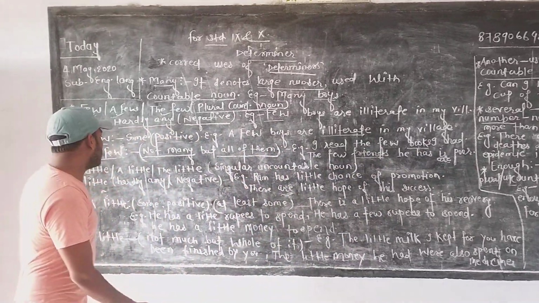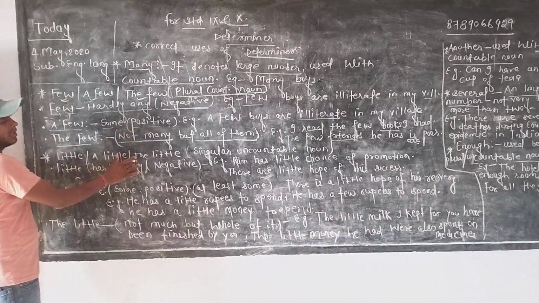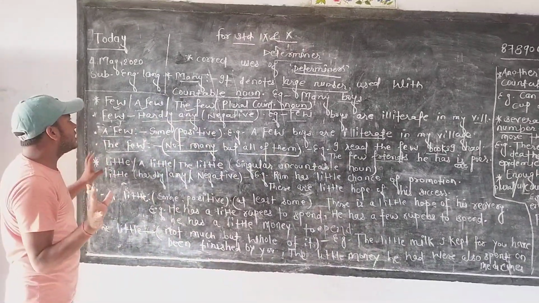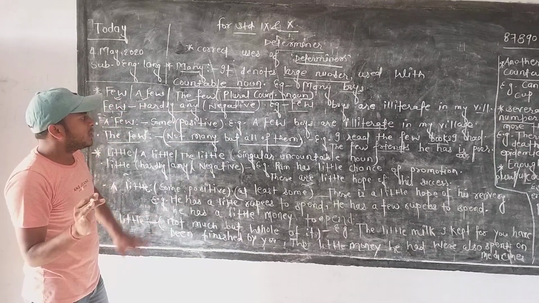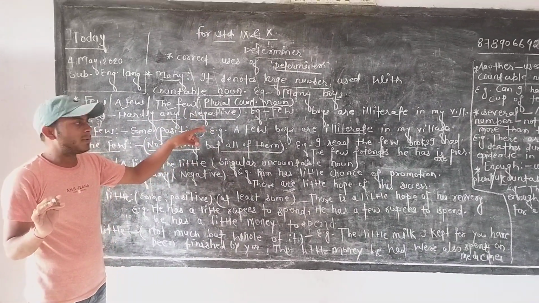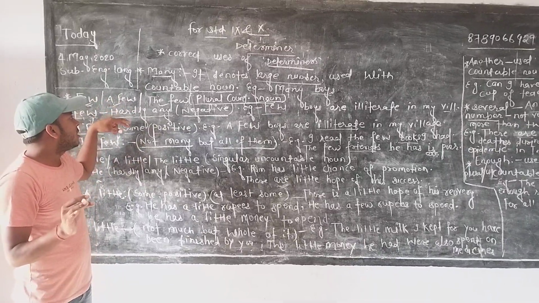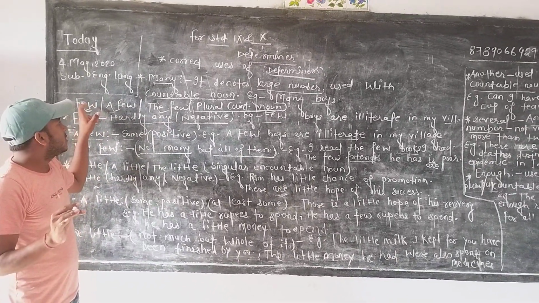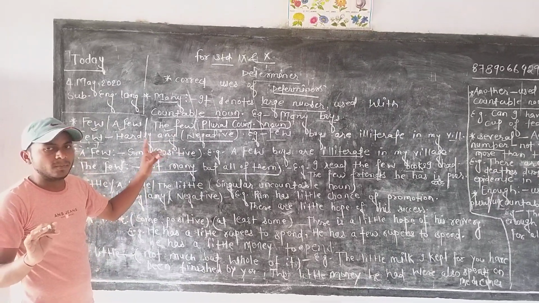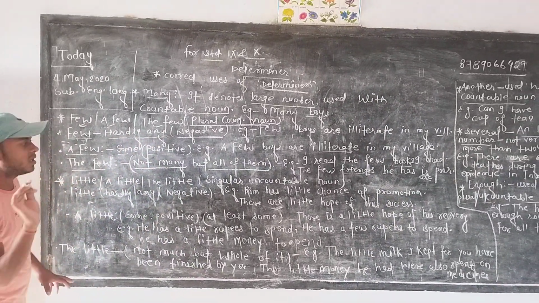Now that we have to know about little or the little. I hope you all have understood a few or the few. Once again, a few or the few means what? Only plural countable nouns are used with all these determiners like a few or few or the few. They must be in plural number, and they must be countable.